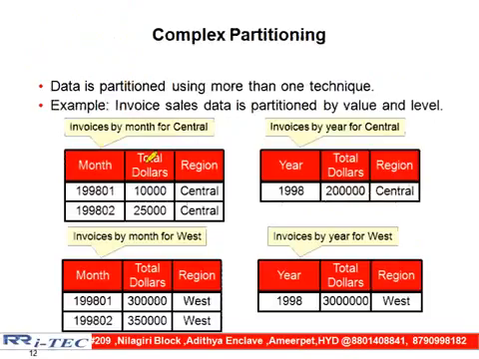Next, complex partitioning. Invoices by month. By month means level based. And for central means value based. So more than one technique we use to create this, or not? That is the reason it is called complex partitioning. If more than one technique is used to create the partitioning, it is called complex partitioning. In this one we use level based partitioning plus value based partitioning.